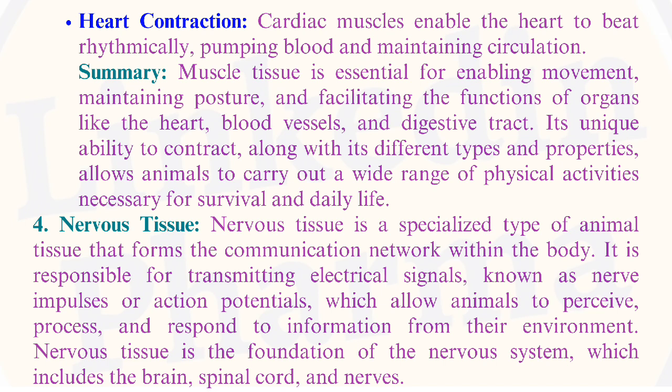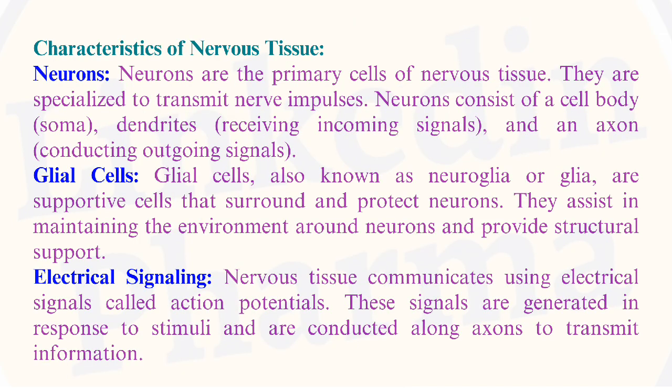Characteristics of nervous tissue. 1. Neurons. Neurons are the primary cells of nervous tissue. They are specialized to transmit nerve impulses. Neurons consist of a cell body, soma, dendrites, receiving incoming signals, and an axon, conducting outgoing signals.